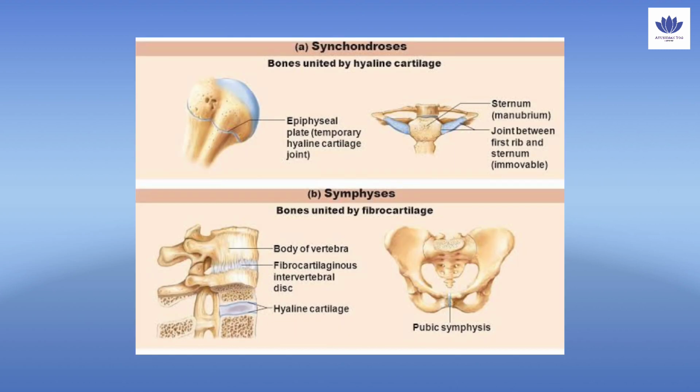The third type of joint as per the structure of the joint is cartilaginous joint. In this type of joint, bones are joined by hyaline cartilage. These are of two types, synchondrosis and symphysis.